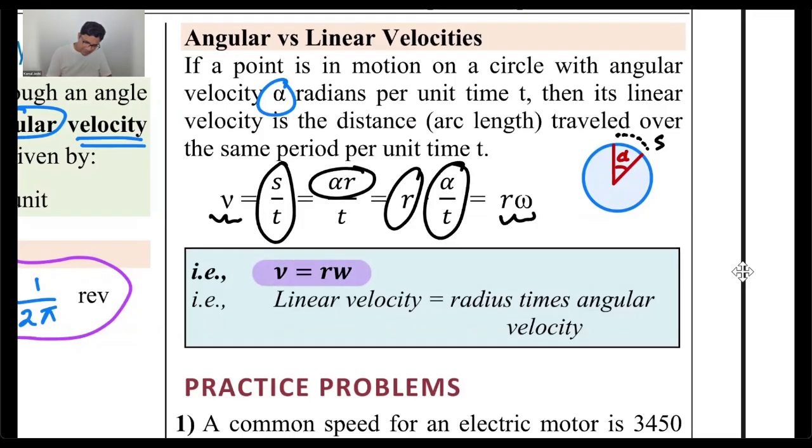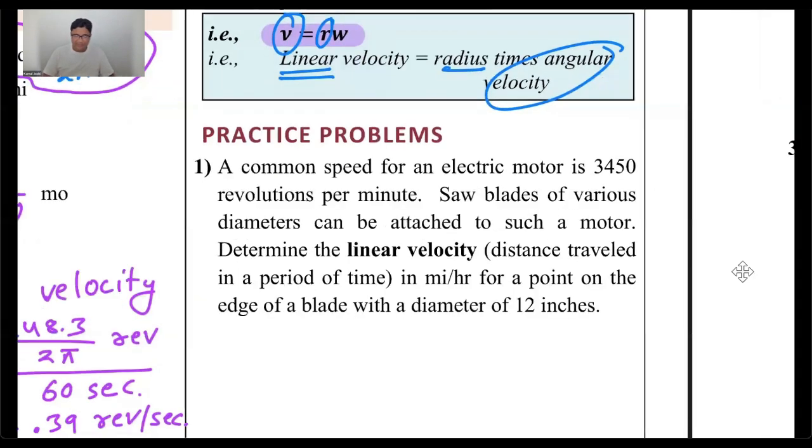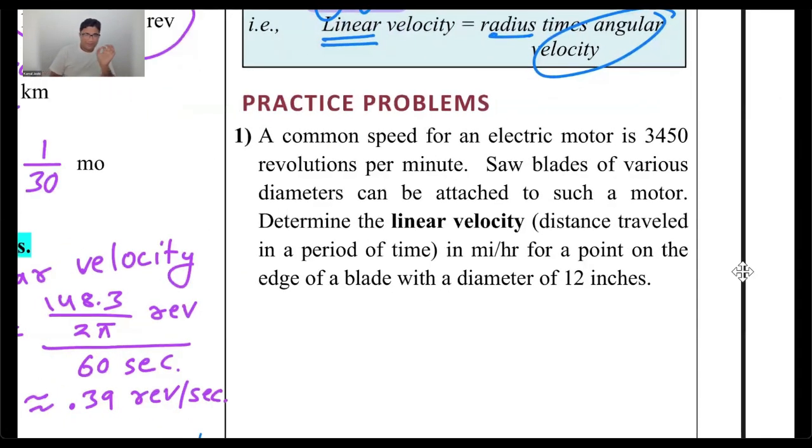That is the linear velocity, which is v, radius times the angular velocity. So the connection between linear and angular is that the linear velocity is radius times angular. That's the concept we wanted, and we can immediately do some problems.